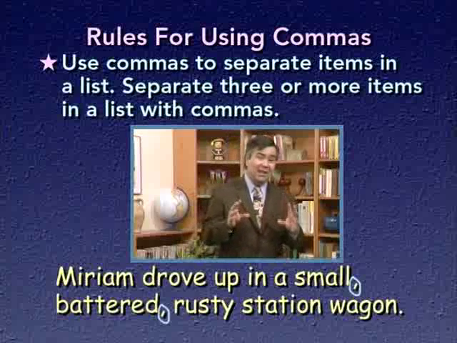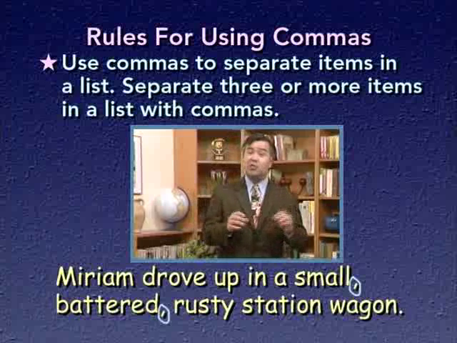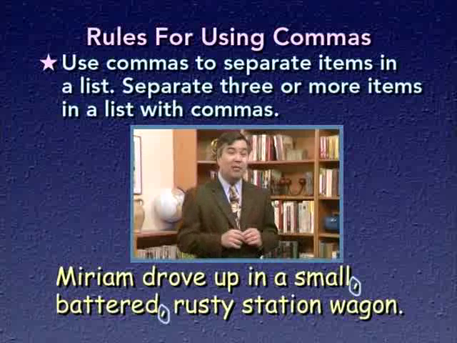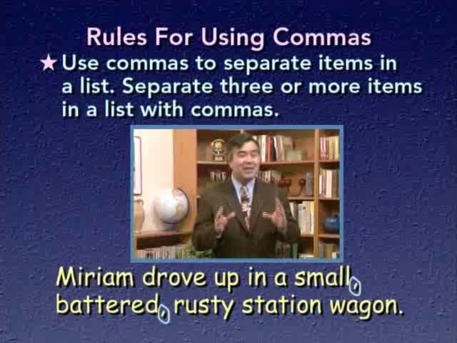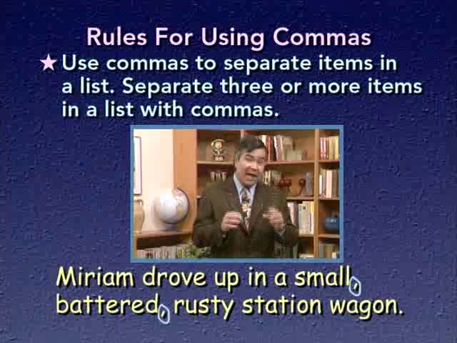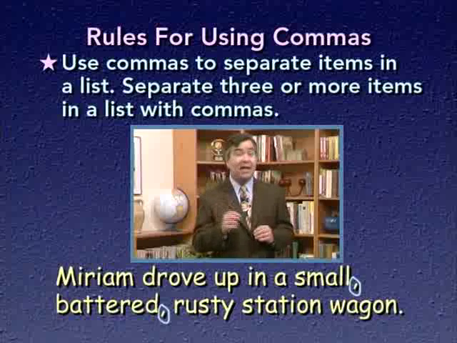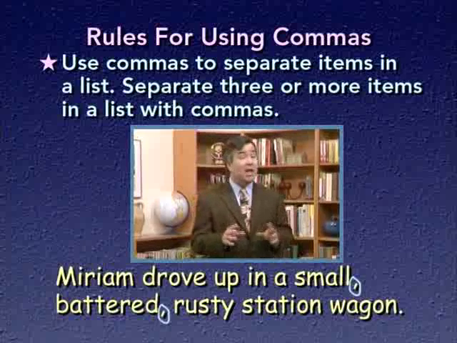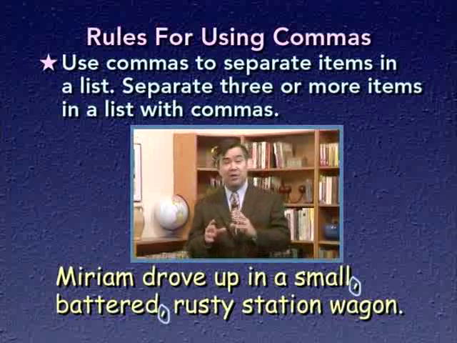Don't think that in this case the noun is wagon and station is another adjective. That's really not the case, because she didn't drive up in a wagon after all. It wasn't a particular type of wagon. It was a type of car that is known by one name, station wagon. So the noun here is station wagon, and the last adjective that precedes the noun station wagon is rusty. And you wouldn't put a comma separating that adjective from the noun station wagon.